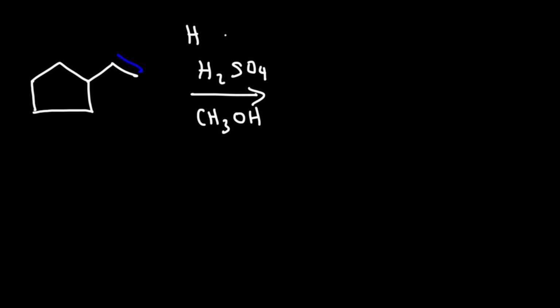Go ahead and try this one. What's going to be the major product if we react this alkene with dilute sulfuric acid in methanol? So methanol is a solvent in this reaction. What's going to happen here? Sulfuric acid can give away a proton. And that's what's going to happen. The alkene is going to acquire a proton.